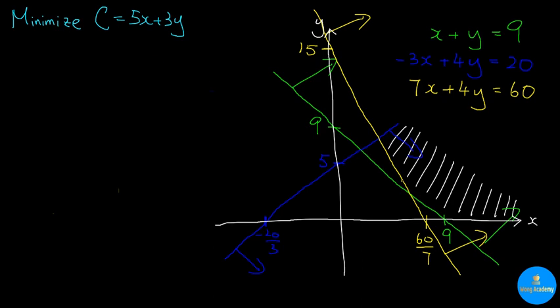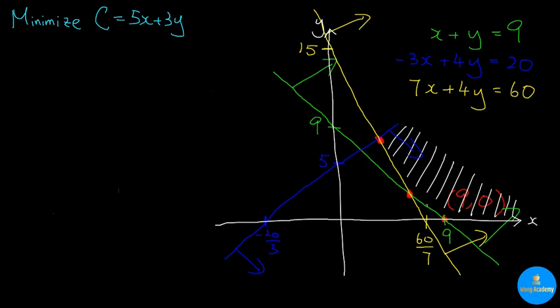So, first, let's try to notice that the region of constraints has vertices that include this, and this, right? The coordinate of this vertex is easy because it is on the x-axis. So the coordinate should be 9, 0. How about this particular vertex?